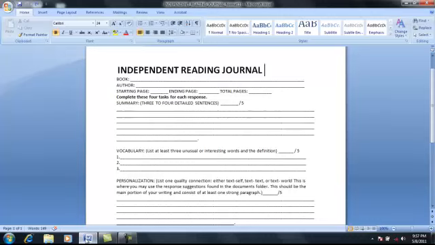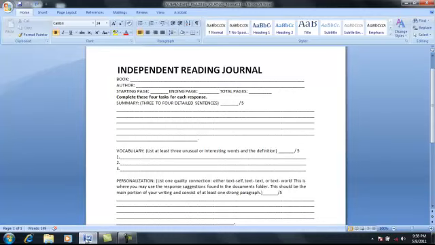Periodically throughout Reading 99, you'll be required to read additional books. In other words, you'll be asked to read books outside of the Reading Horizons library. As you read these books, you'll also be required to complete an independent reading journal for a portion or all of each book that you read. This recording tells you about the independent reading journal and the form that you'll be completing as you read your outside reading books.